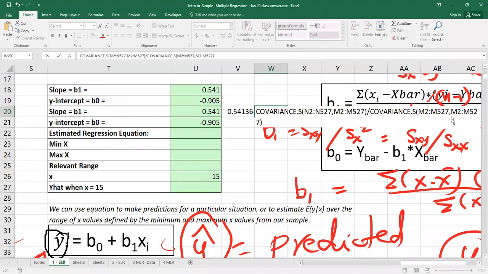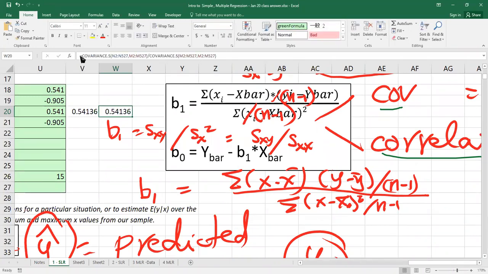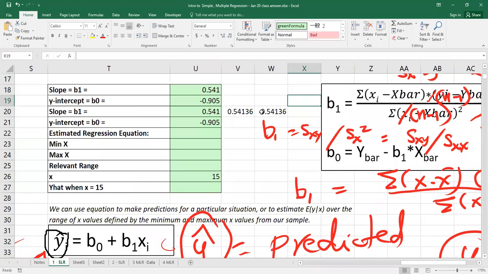Okay, sorry for this, guys. Okay, take a look at this formula. This is the covariance of y and x divided by the covariance of x and x. Sabi natin, di ba, ang covariance ni x with x is the same as the variance of x. Okay, so if we do this, is equal to, alright, so I get the same answer, guys. I get the same answer.